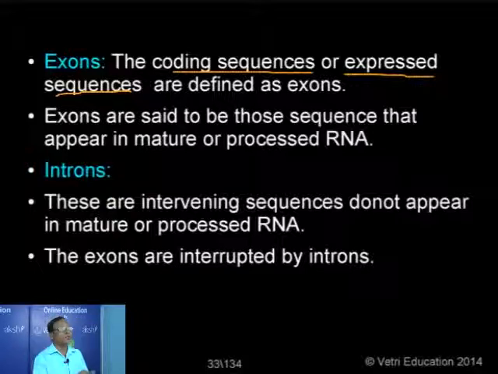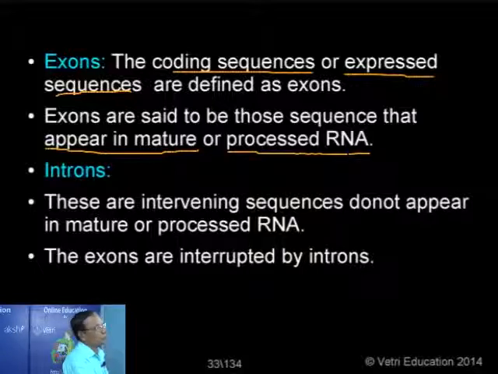This is normally found both in pre-mRNA as well as processed mRNA. Pre-mRNA has both useful and unwanted sequences. The processed mRNA has only the exons; the unwanted sequence has been removed. So exons are those sequences that appear in the mature, active or processed form. Those sequences appear in the mature RNA or processed RNA after processing, and they are called exons.